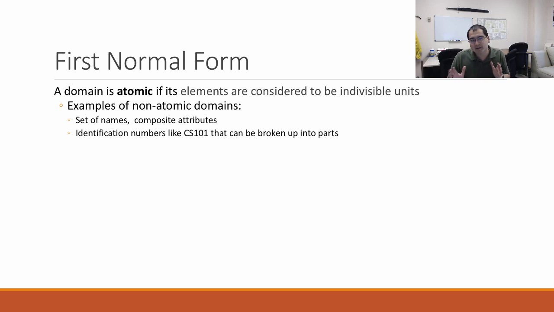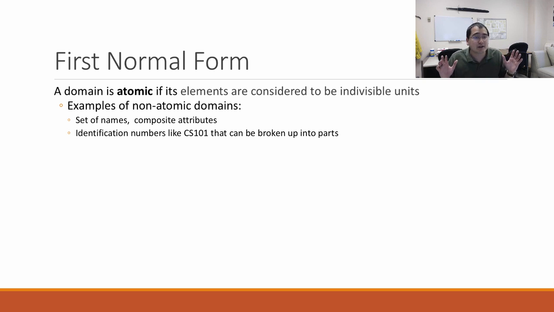And we'll have to talk a little bit about some vocabulary. One thing is the word atomic with respect to databases. A domain or an attribute is atomic if its elements are considered to be indivisible units, meaning that there's not more structure underneath them. Okay? Why do we call atoms atomic? It's because you can't break atoms apart. At least that's what people used to think until we invented nuclear bombs.